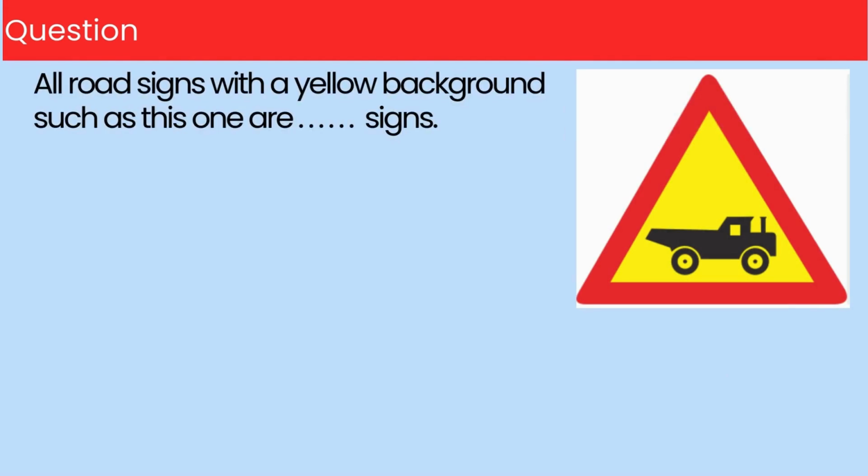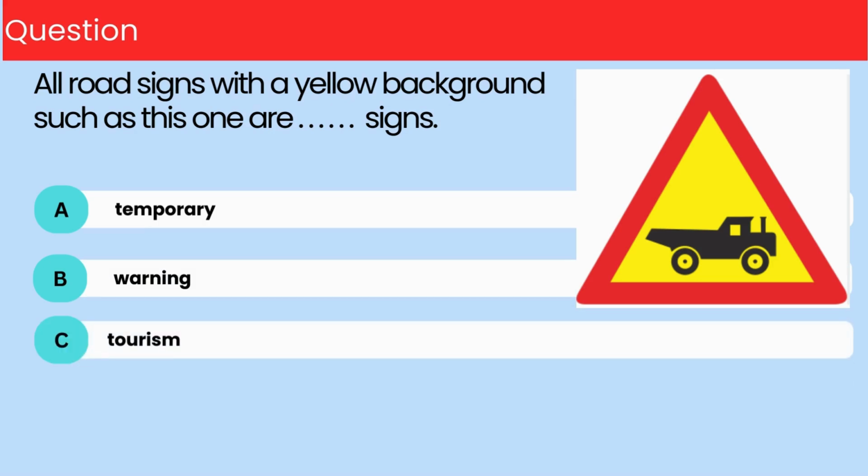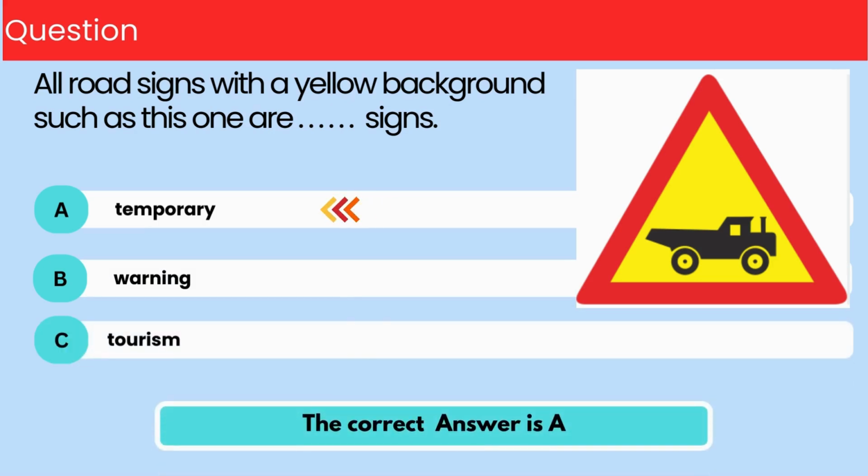Question: all road signs with a yellow background such as this one are signs: A. Temporary. B. Warning. C. Tourism. The correct answer is A.